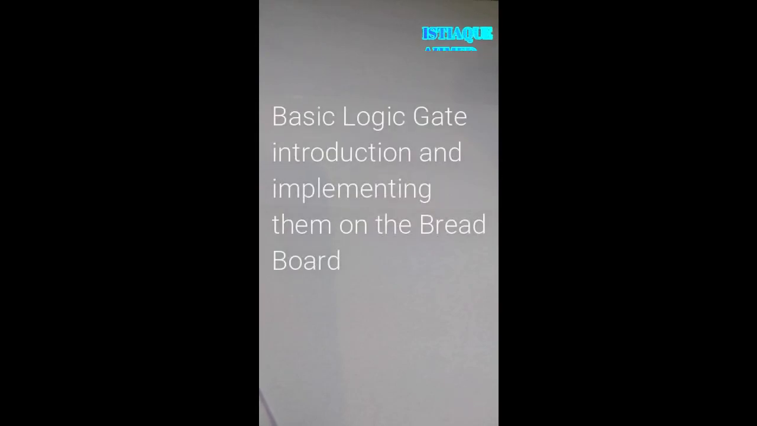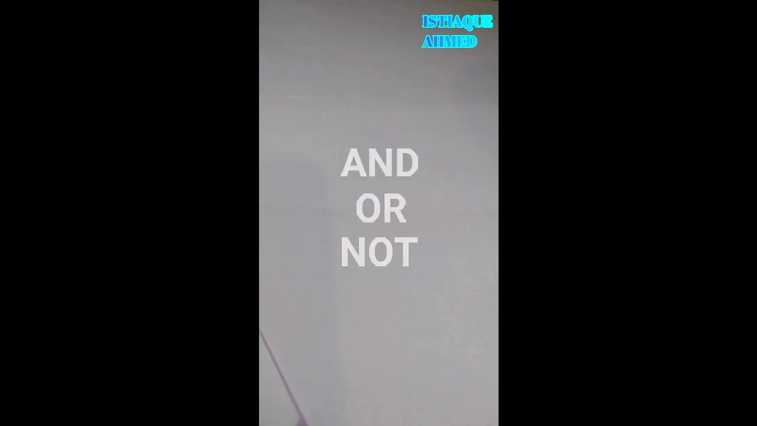Hello, today I am going to talk about the logic gates and their experiment with IC. The logic gates are basically three types: AND gate, OR gate and NOT gate. The AND gate, which we easily draw like this.